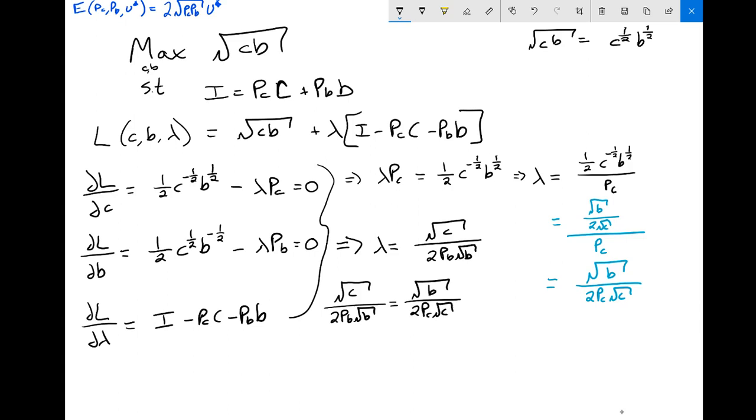All right, so if I multiply both sides by the square root of c, I will get c divided by 2pb. And if I multiply both sides by square root of b at the same time, I will get b divided by 2pc. All right, then simplify that a little bit further. I will get 2pcc equals 2pbb. Canceling out the 2's and solving for c, I get PB divided by PC times B.